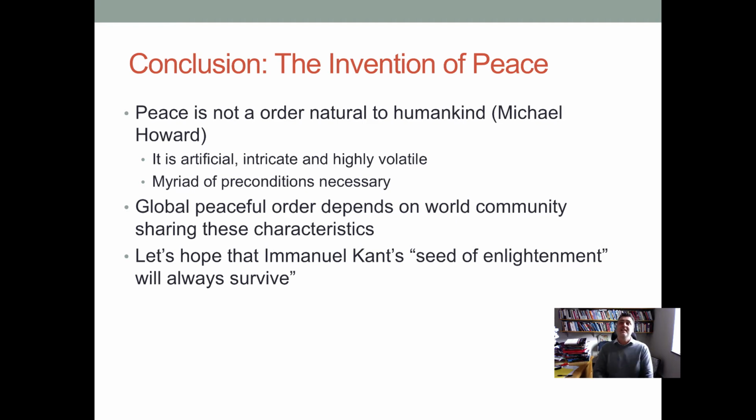So you can see that really, in conflict resolution, we're looking at the invention of peace. Peace is not a natural order to humankind. It's artificial, it's highly volatile, it is not necessarily stable, and a lot of preconditions are necessary to achieve peace and then to maintain peace in the long run. The notion is, let's hope that Immanuel Kant's seed of enlightenment will always survive. So again, I mentioned earlier, we live in a much better world today than several decades ago, despite the ongoing conflict and destruction.